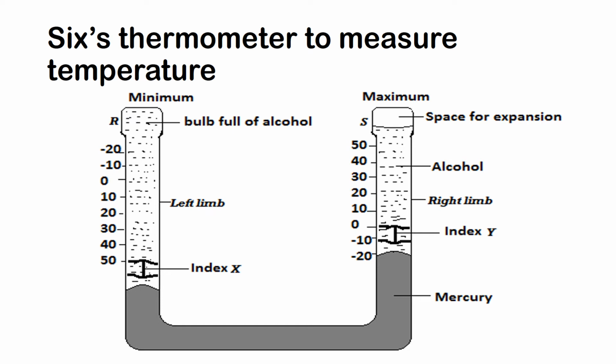So the maximum means heat. When the mercury pumps up at the maximum, that means it's hot. And the minimum means cold. So when the mercury pumps up at the minimum, it means it's cold.